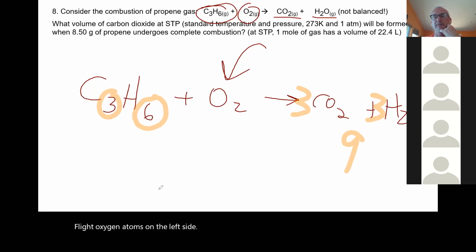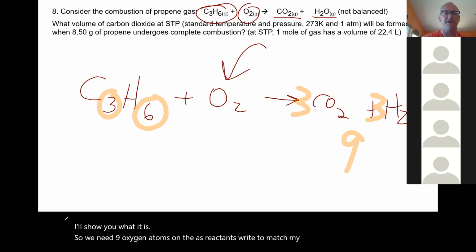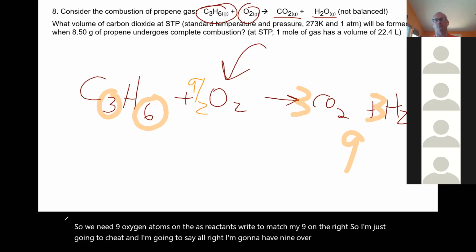So how am I going to balance my oxygen atoms on the left side? There's a trick. Does everybody want to know the trick? It's a good trick. I'll show you what it is. So we need 9 oxygen atoms as reactants, right? To match my 9 on the right. So I'm just going to cheat. I'm going to have 9 over 2. How about that? Now it's balanced, right?